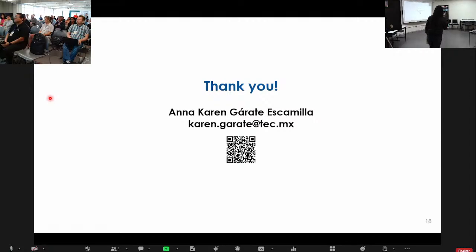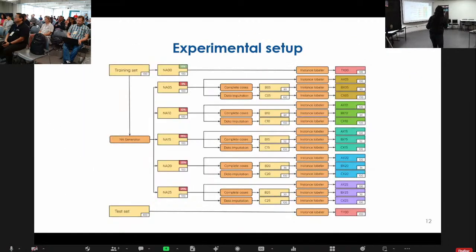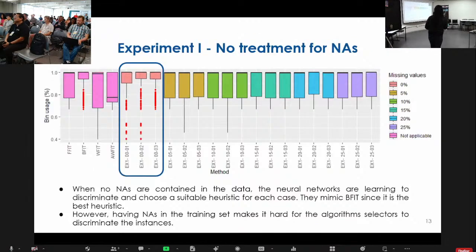The process that you are comparing in your slide. Yes, in the following slide. Yeah, this one? Why are the first four elements pink, or why are they not applicable for the model with the treatment for NAs?